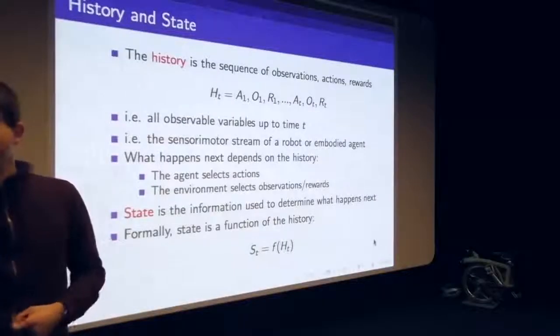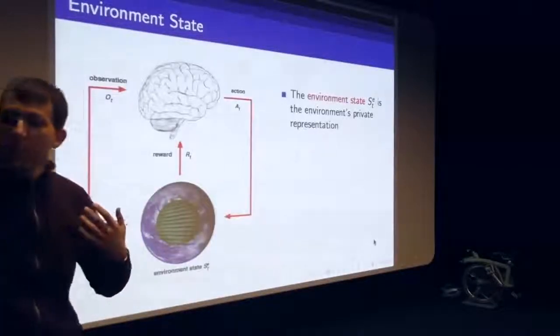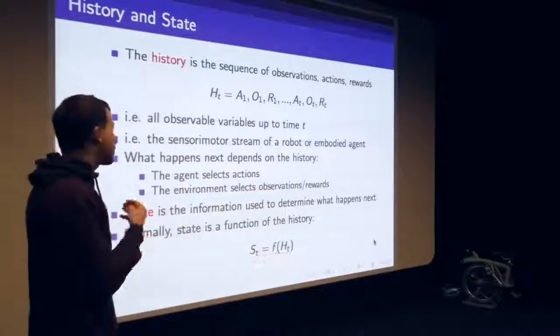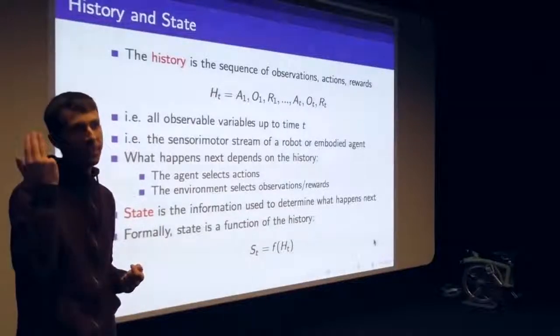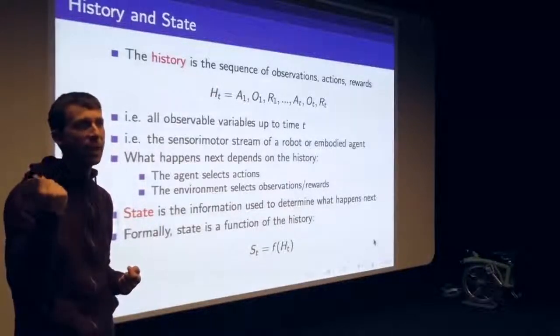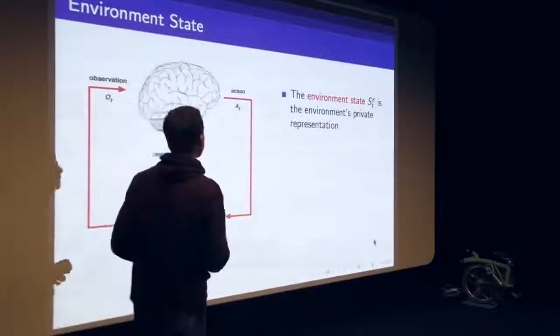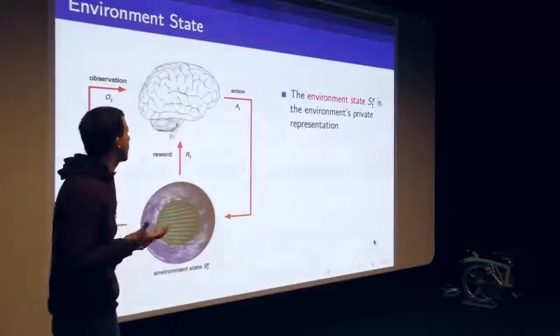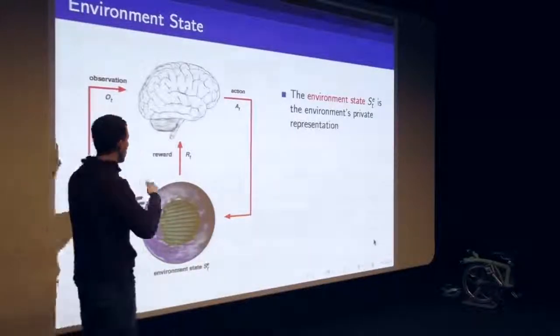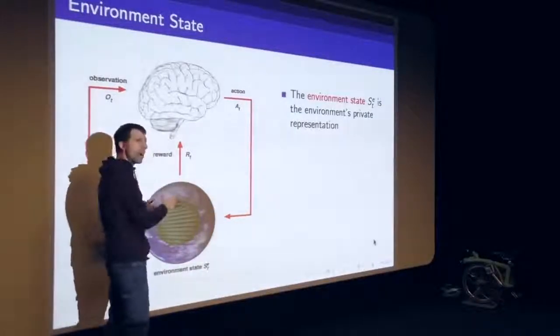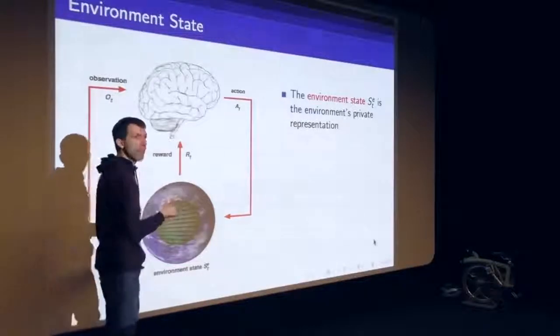Pretty simple. Okay. But there's many different definitions of state, and what I want to pick apart now is at least 3 different definitions of state to understand what they really mean and how they relate to each other. So the first definition is what we call the environment state. So the environment state is basically the information that's used within the environment to determine what happens next.